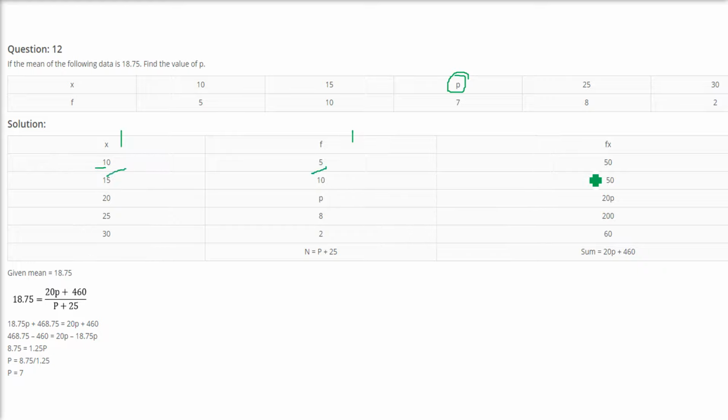So now 10 into 5 like this. Every element has to be multiplied by the corresponding element under x and f. When we add this, you get 20p plus 460. When we add this sigma f, you get p plus 25. So 20p plus 460 by p plus 25 is given as 18.75. We solve for p. p is 7.